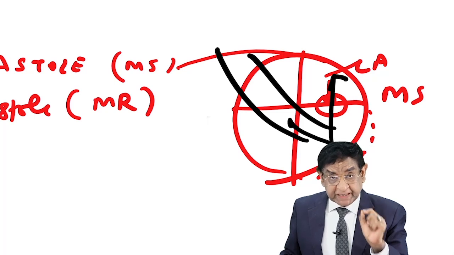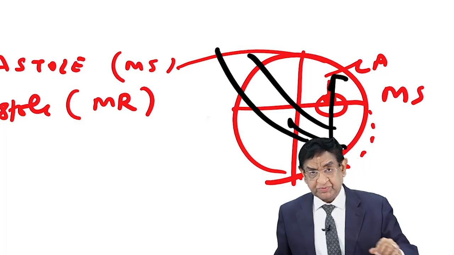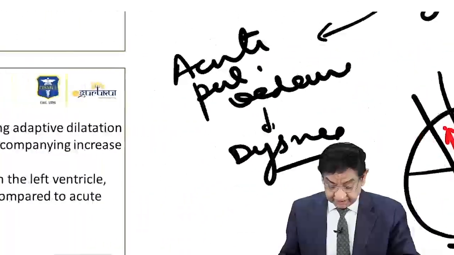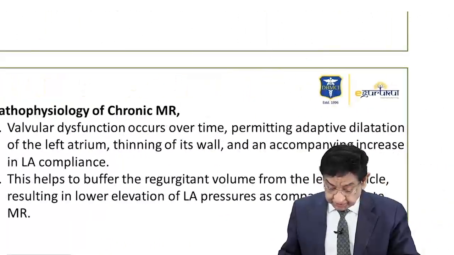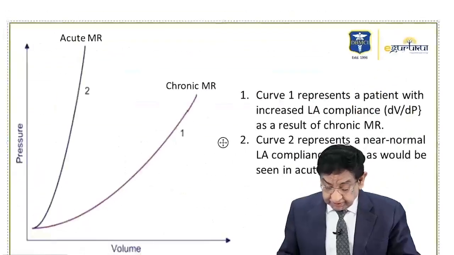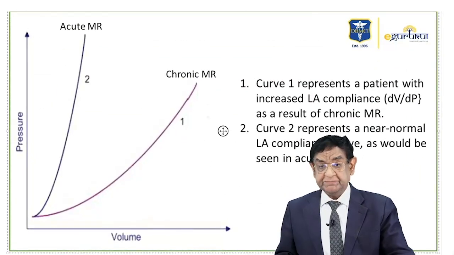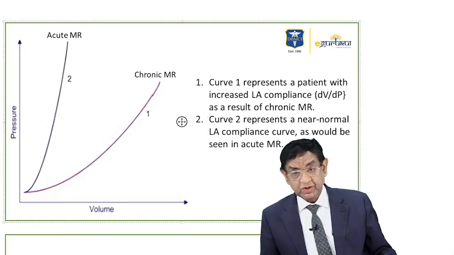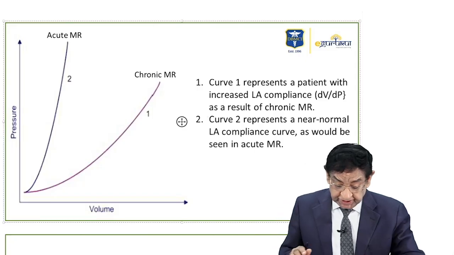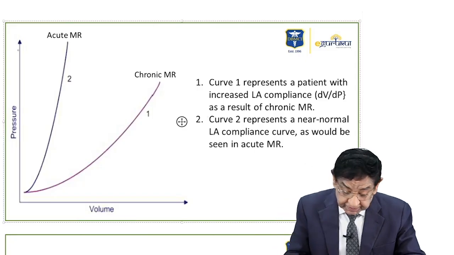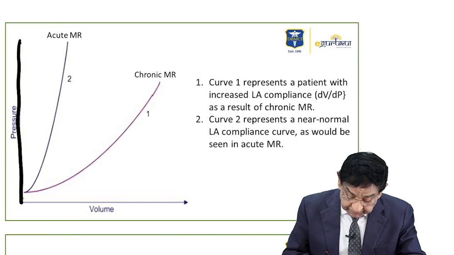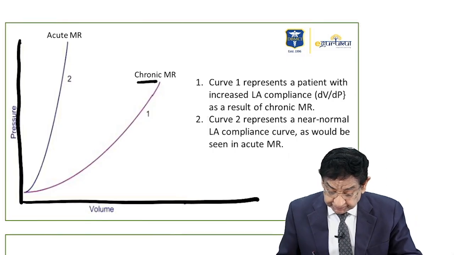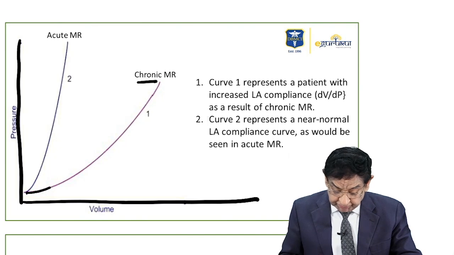They are the basics about the pathophysiology of AR and MR and acute and chronic MR. Okay, so you are clear about this thing. Now, what I told you, same thing I'm going to tell you in a very nice diagram. We have a pressure and this is the volume. Okay, curve 1, you can see volume is increasing.